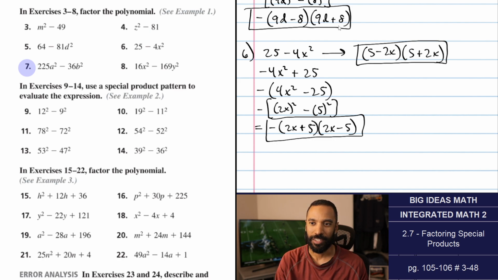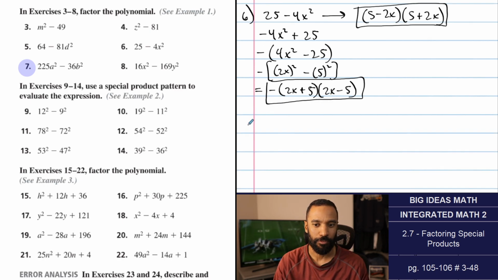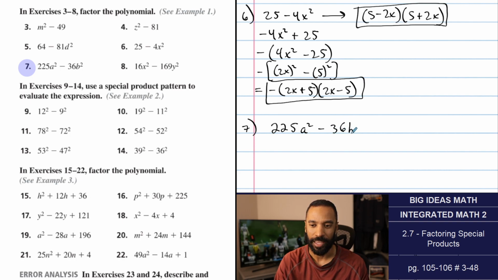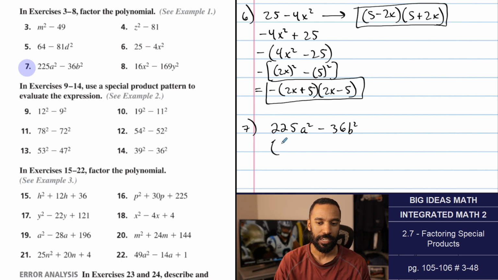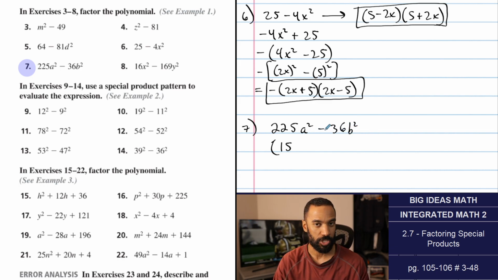Okay, number 7. Number 7 is a really good example of why you'd want to know how this actually works, because these numbers are huge. But if you are aware of some of your perfect square values and go, hey, I know that 225 is 15 squared. And it really helps that a and b are both being squared, alongside the fact that there's a negative. By the way, there's no GCF.